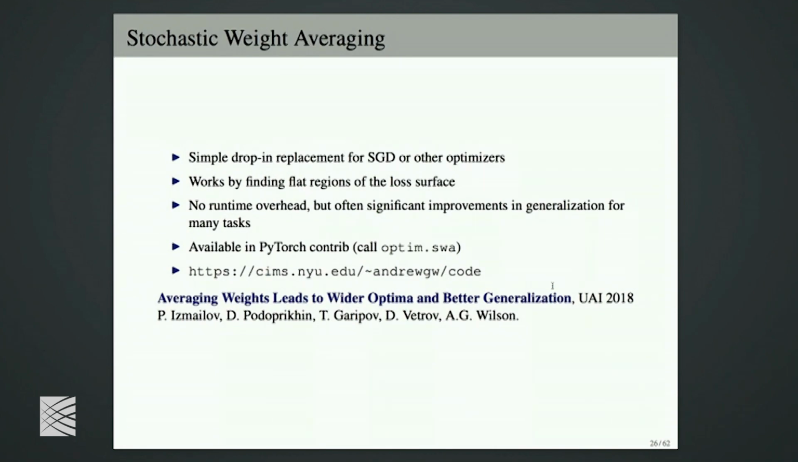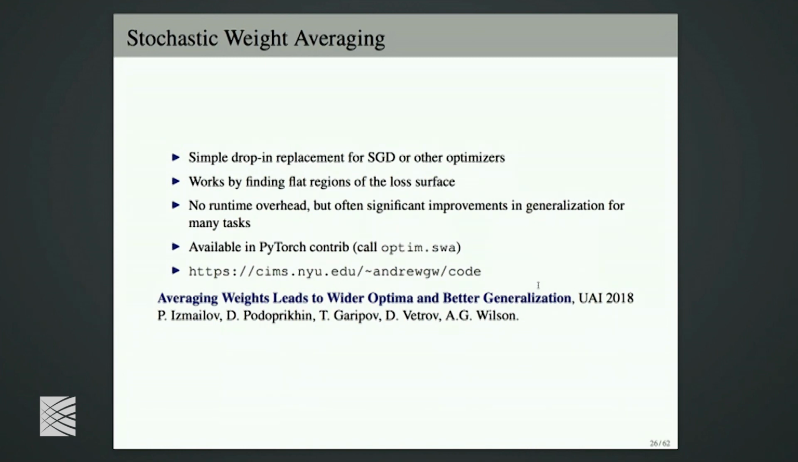Okay, so in summary, stochastic weight averaging is a simple procedure that can be used as a drop-in replacement for SGD or other optimizers. It's not specific to SGD, so you can do a similar thing with Adam or whatever your favorite procedure is for a given problem. There isn't really any runtime overhead, and there's a very minor few percent memory overhead. This is now natively implemented in PyTorch contrib, so trying it is as simple as calling optim.swa instead of optim.sgd.